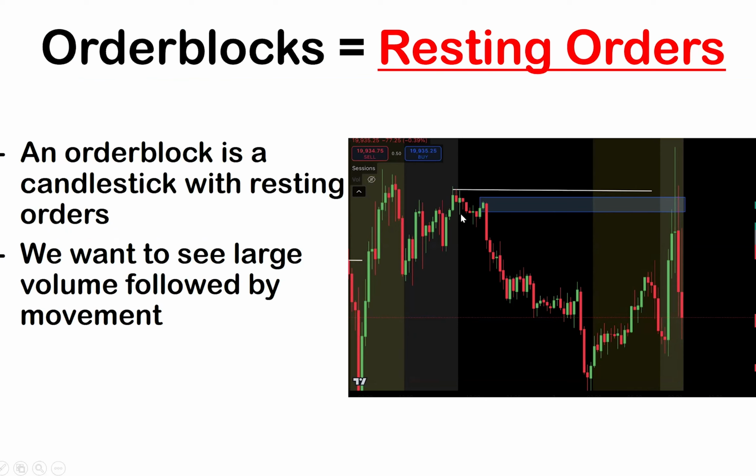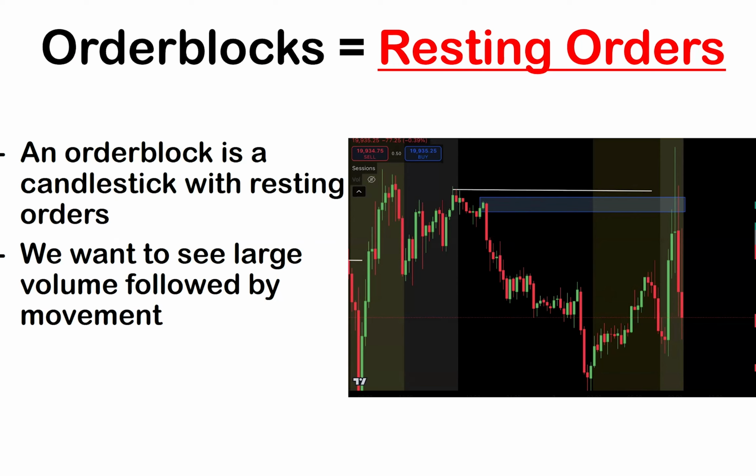When we see this trade right here, we can see that we had this move start from this area. Now, what happened after this move? A big extension downward. So after this move happened that pushed price all the way down here, where would you expect the move to start from? The whole move started from this large candlestick right here. So this would be an OB. We like to see large volume followed by movement.